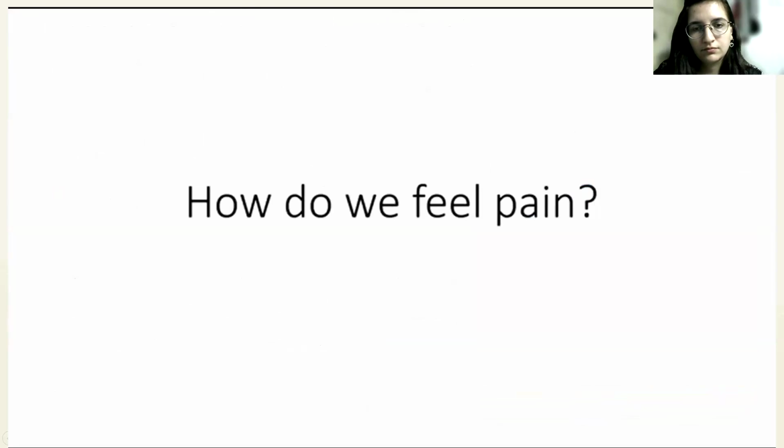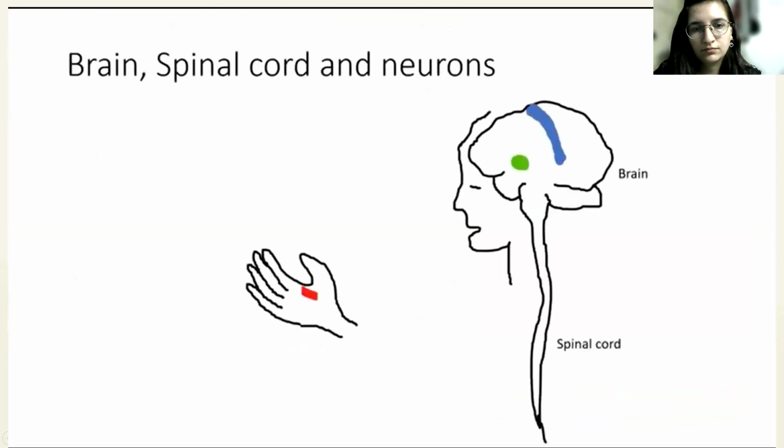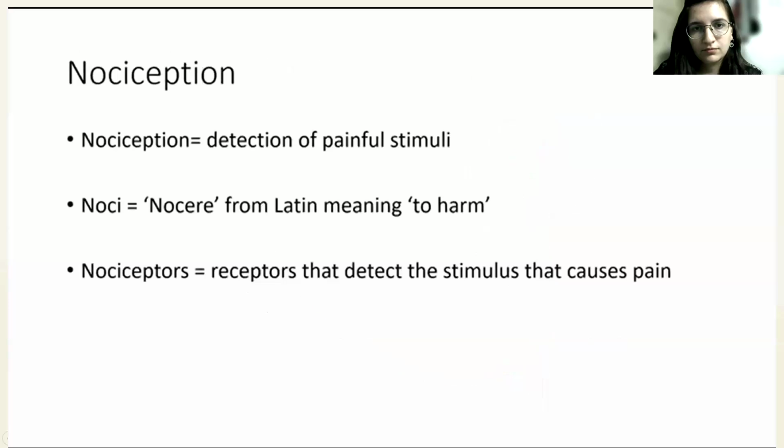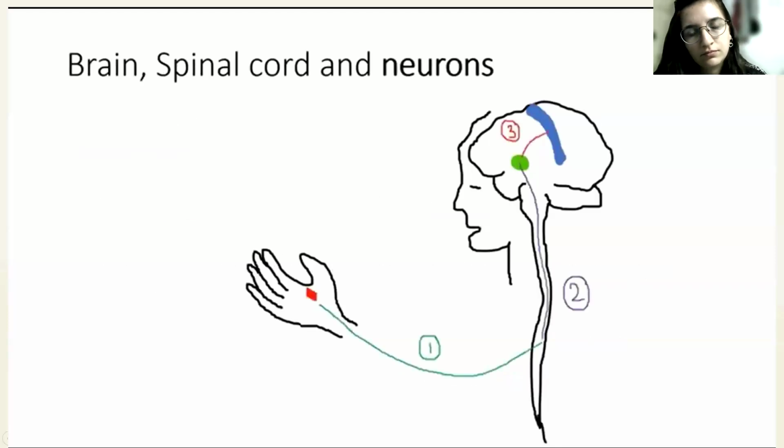To give you a rough idea, when you hurt yourself, receptors in the body detect that damage and send it to the spinal cord, and then to specific areas in the brain. This whole process of sensing pain is called nociception. Noci comes from the Latin word nocere, which means to harm. So the receptors that detect the harm are called nociceptors. There are three neurons involved in this pathway.